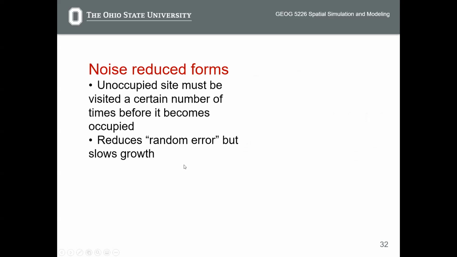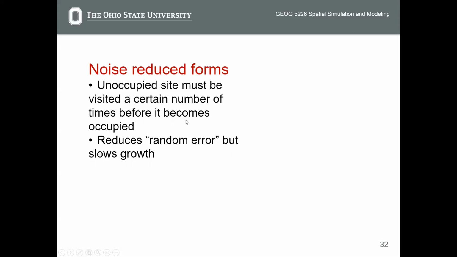Okay, and we have a more complex version of Eden growth that I want to introduce. It is called the noise reduced form. An unoccupied site must be visited a certain number of times before it becomes occupied. This reduces random error but slows growth.